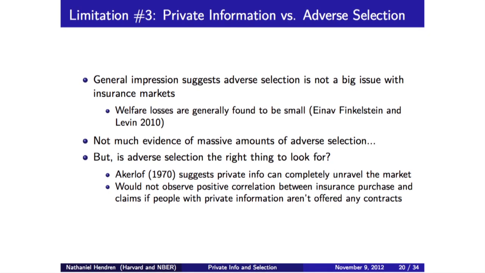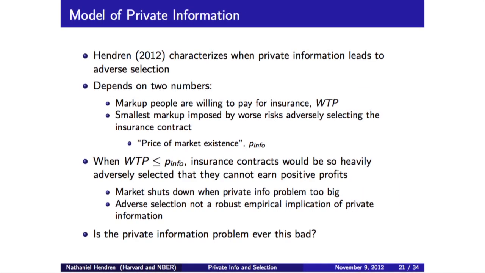In those worlds, you wouldn't observe a positive correlation between insurance purchase and insurance claims because there was no insurer to begin with. And so that might have different welfare losses than the welfare loss on the actual existing insurance contracts. So in a paper that I have been working on, I characterize when private information leads to adverse selection.